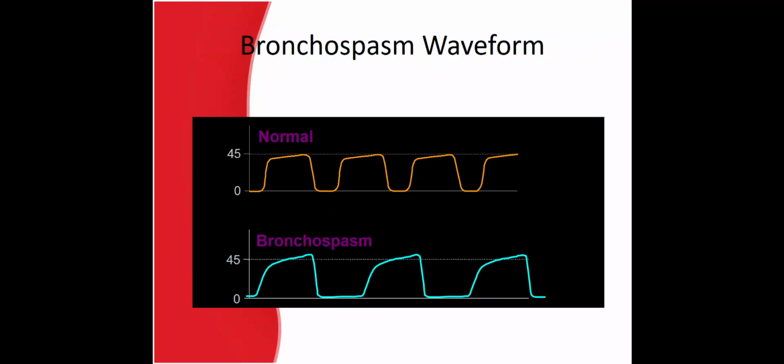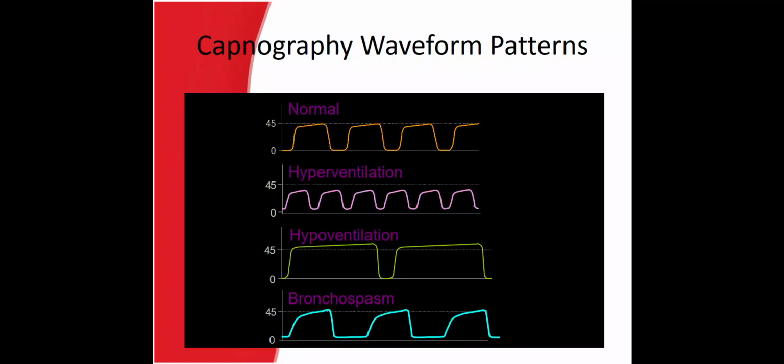Fortunately, we can determine a lot more by analyzing the waveform. Bronchospasm can be seen as a shark fin waveform. This is because the bronchoconstriction causes an increase in the time it takes to exhale, giving rise to the shark fin appearance. Here you can compare the waveforms I have mentioned so far.